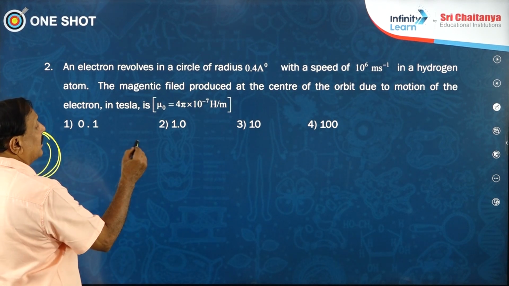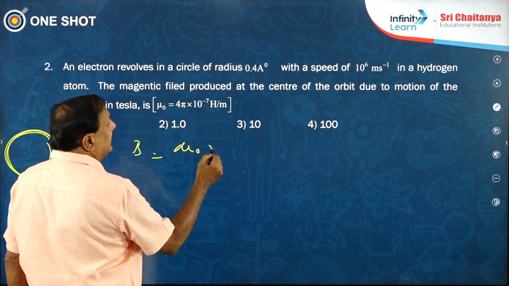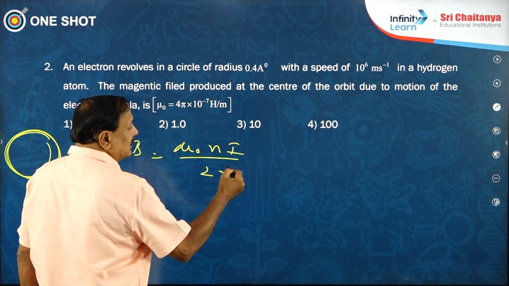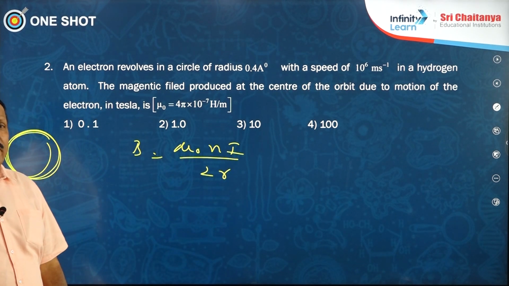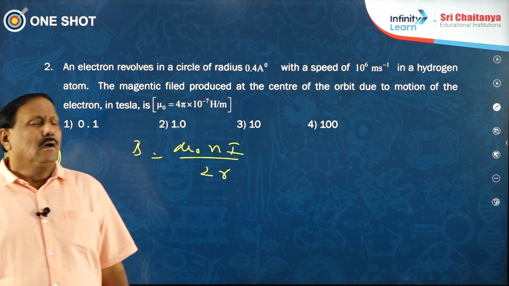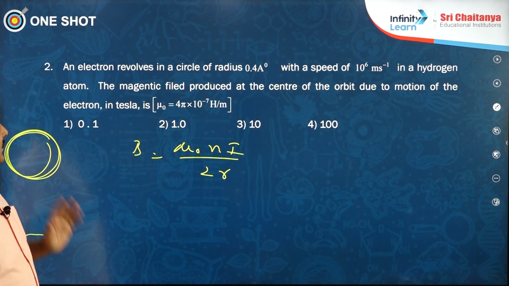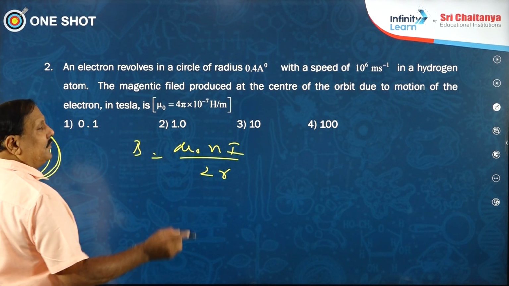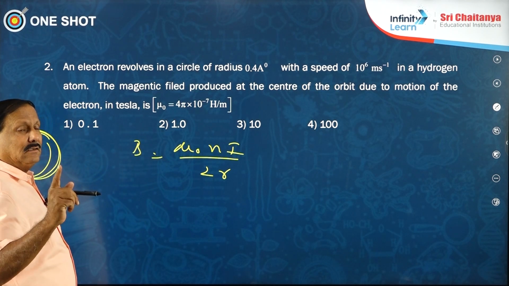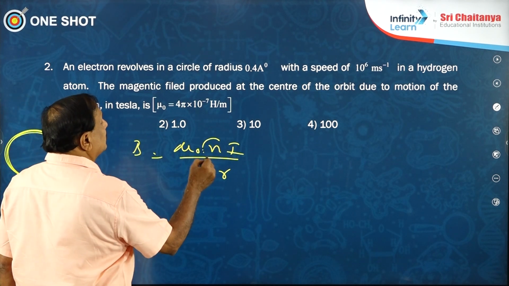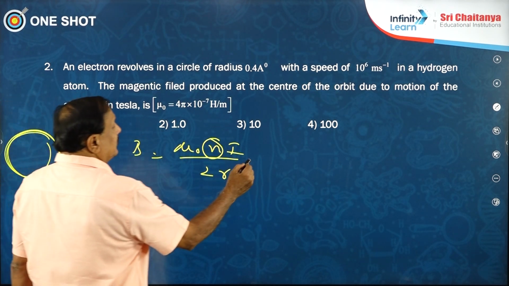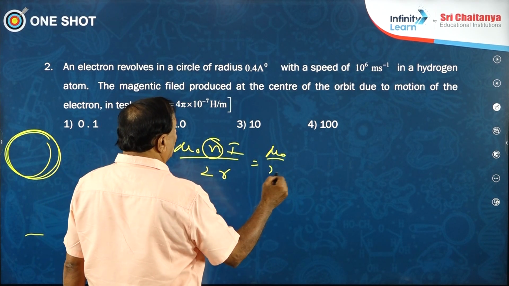Now, let us go to the formula B is equal to mu naught N I by 2R. All these formulae are given in my notes. That is why I selected the problem directly. I am going to the notes. So, mu naught N I by 2R. Suppose you take one loop, one turn, one rotation, the number of turns becomes 1, and this is equal to mu naught by 2R into I.